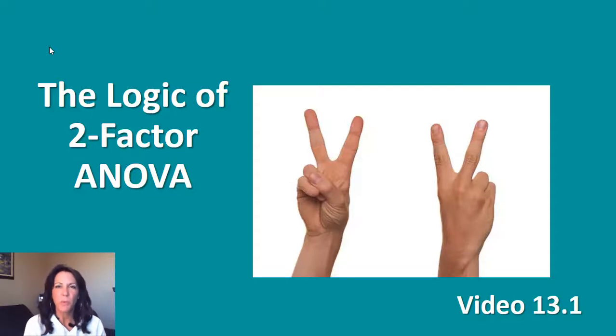Welcome to Module 13, where we're going to be talking about something called a two-factor ANOVA. Last week you learned about the analysis of variance procedure, or ANOVA, and this week we're just extending it out a little bit to talk about what it would look like if we had two factors or two independent variables.